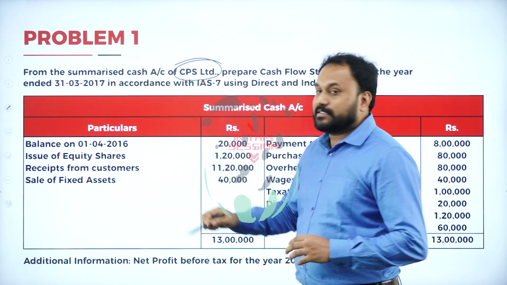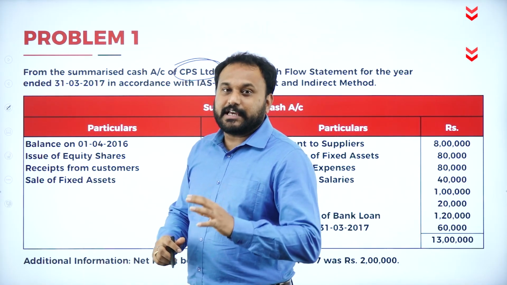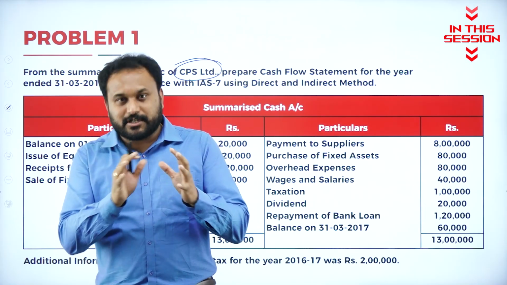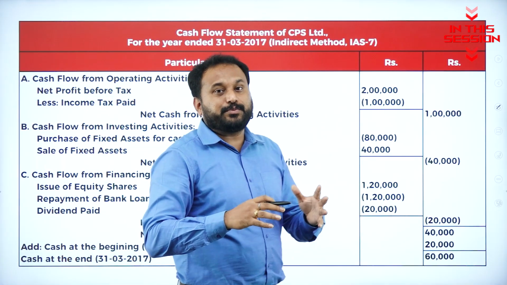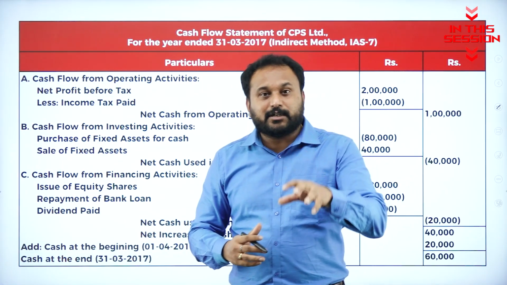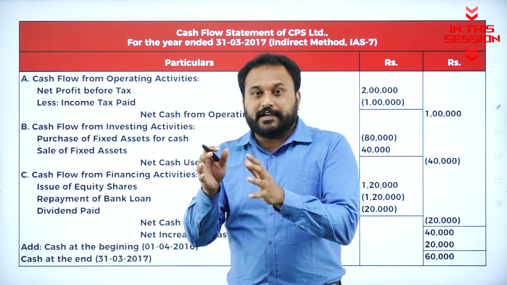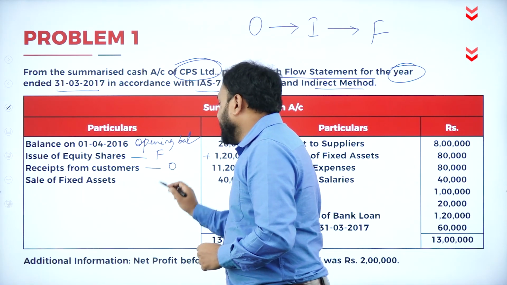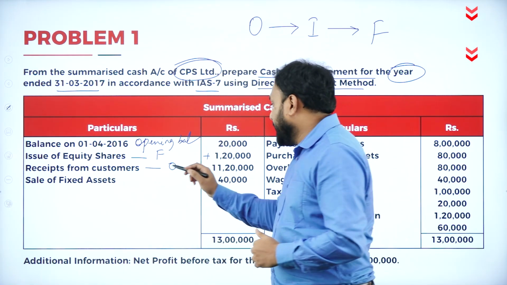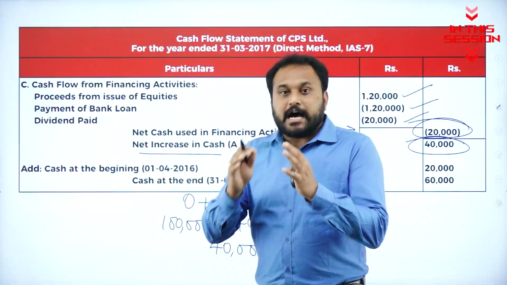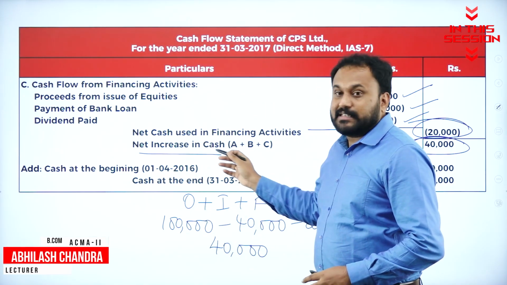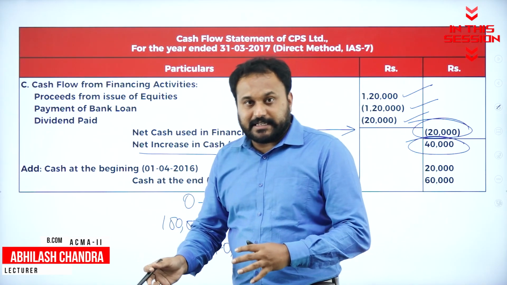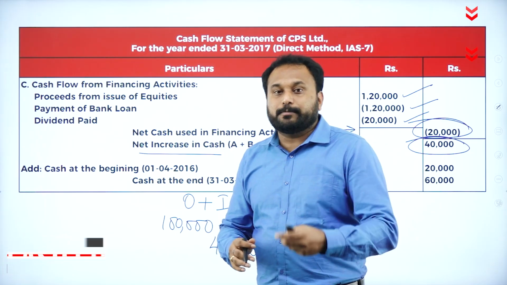CPS Limited. Now there is a company called CPS Limited. Now they have given us a summarized cash account. The only one particular thing which we are supposed to go with is we need to add the net profit before tax. Which entry is it? It is the operating, here you will actually get, and it is plus. After you get the net increase in cash or net decrease in cash, we are supposed to add the opening balance.